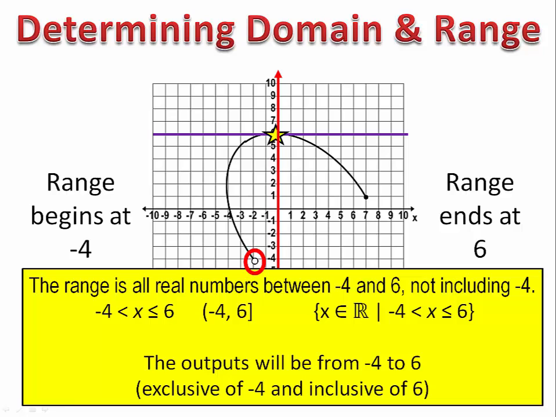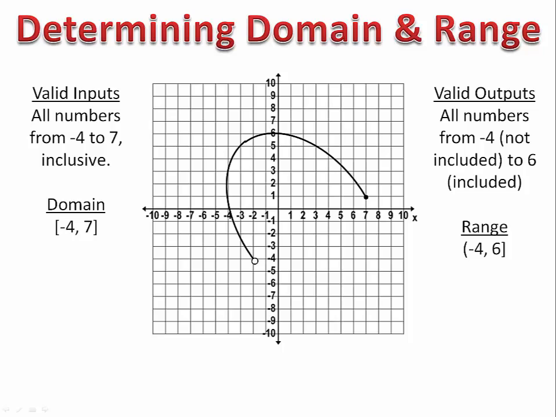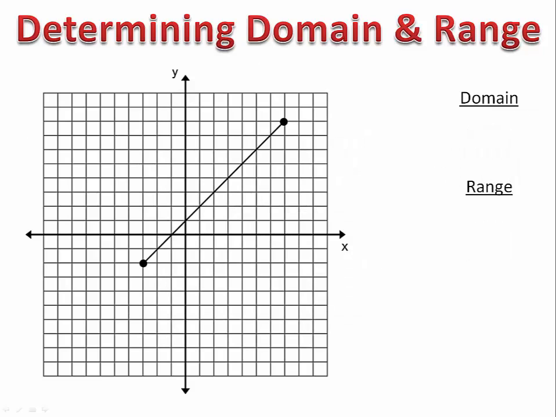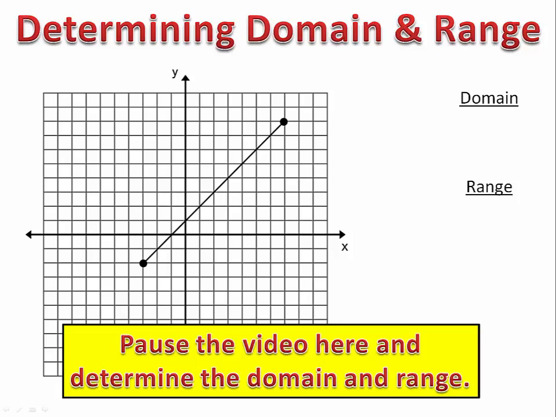We can write that using a variety of set notations, but what it comes down to is that the outputs we get from this relation will range from -4 up to 6, not including -4, but including 6. And so now we know all about this relation in terms of the inputs from -4 to 7 and the outputs from -4 to 6. Here's another exercise. Can you determine the domain and range of this relation? Please pause the video here and complete the exercise.